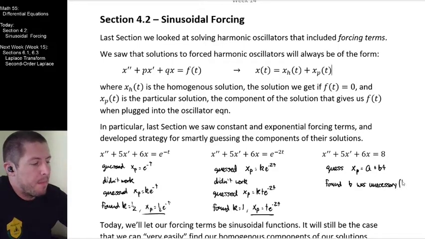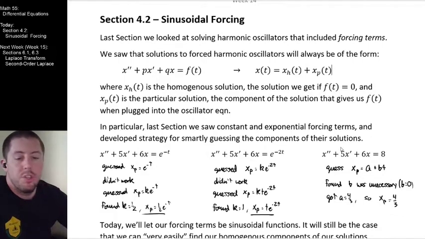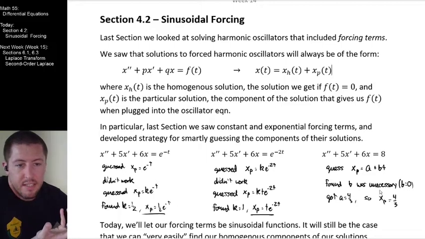meaning that we found that b was equal to 0, and we got a being equal to 4/3, and so that just gave us our particular solution, just being straight up 4/3. And you should notice that the reason why this works over here is because if you take the derivative of this x sub p right here, the first derivative is 0, the second derivative is 0 since it's a constant. If you plug in 4/3 into just x, 6 times 4/3 does in fact give you 8.